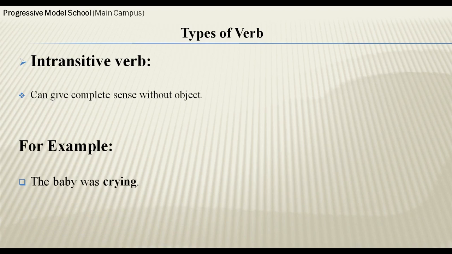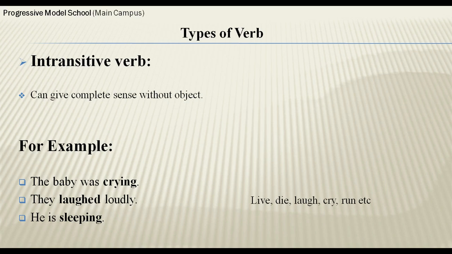The baby was crying. So we do not require any object to complete its sense. They laughed loudly. So again, it is making a complete sense without the object. Let it clear by another example. He is sleeping. So it is again giving us a complete information without objects. So words or verbs which give a complete sense without any object are known as intransitive verbs.